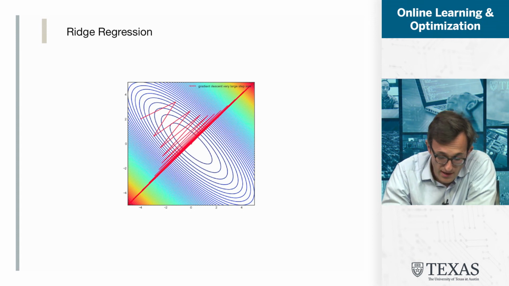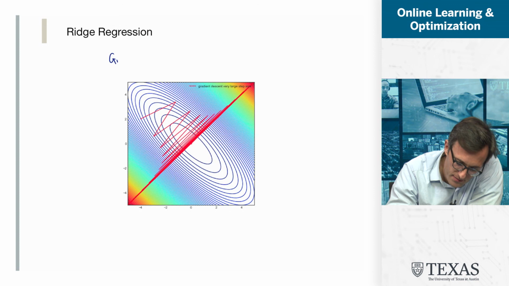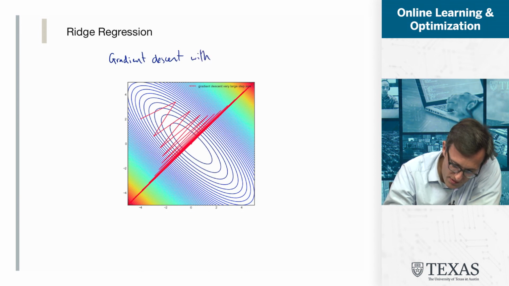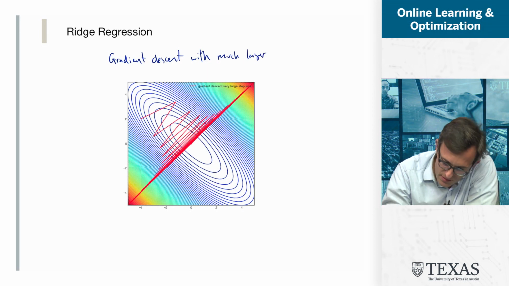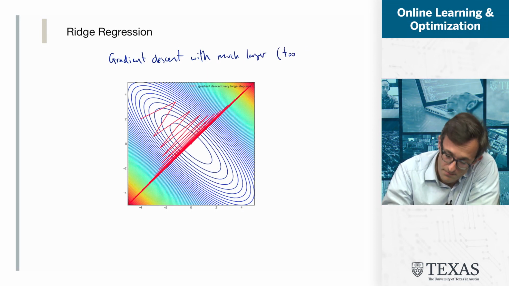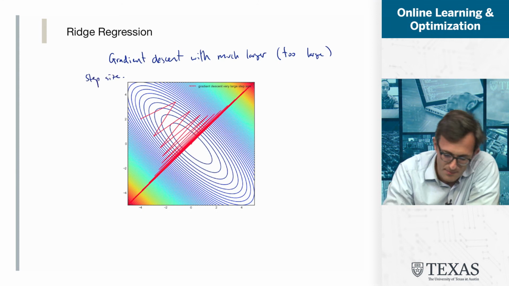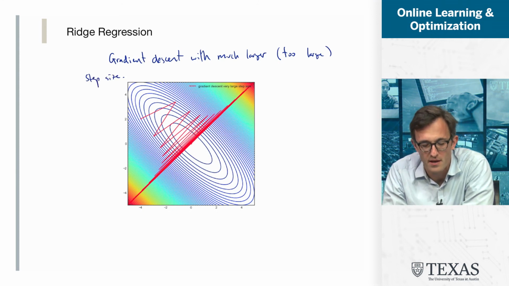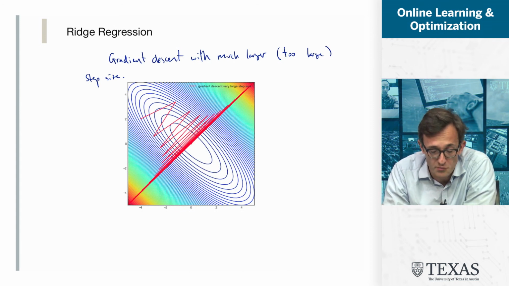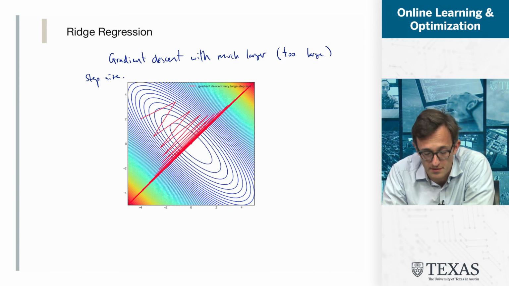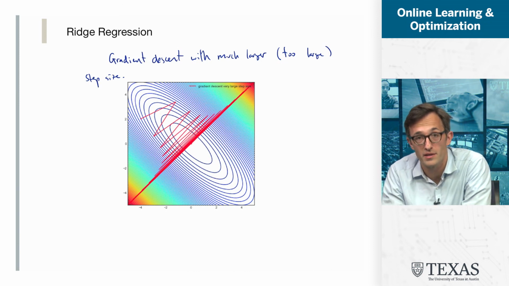So again, this is gradient descent with a much larger, and in particular, too large step size. So what happens? First of all, again, note that the behavior of gradient descent is exactly as advertised. At every point, it's moving perpendicular to the contour lines. But we can see here that we don't even have convergence.